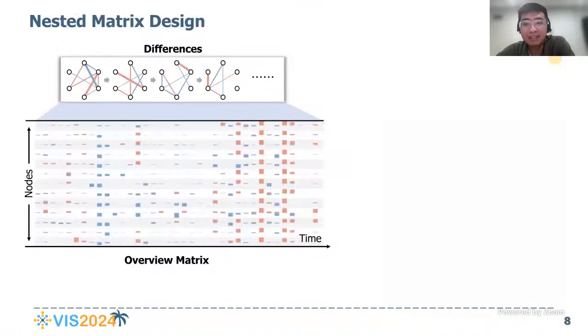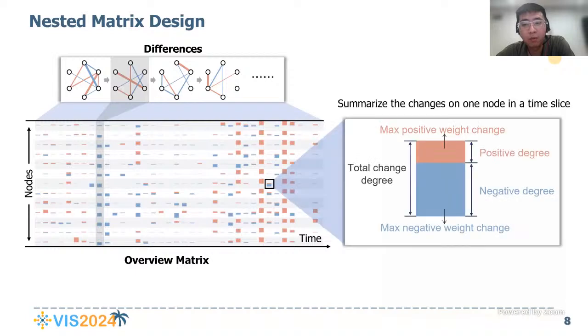First, the nested matrix design aggregates the difference sequence into a matrix called the overview matrix. Each row of the overview matrix represents a node, and each column is one time slice. Each cell here summarizes the changes of one node in one time slice. In this matrix, we can easily get an overview of the overall changing patterns of a dynamic weighted graph.